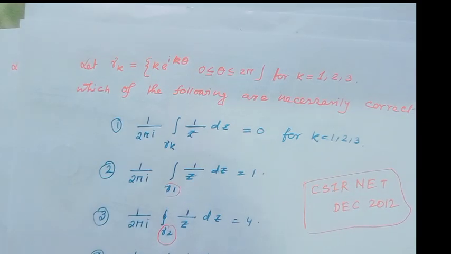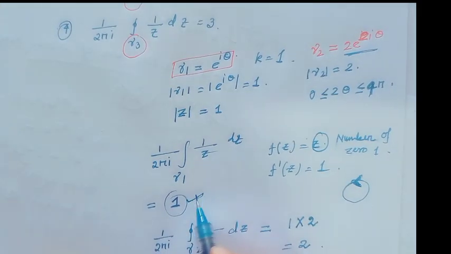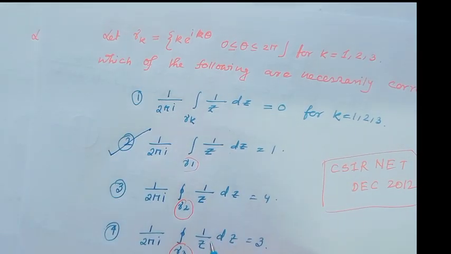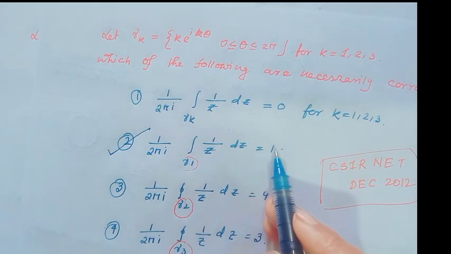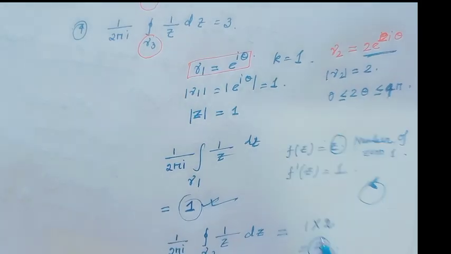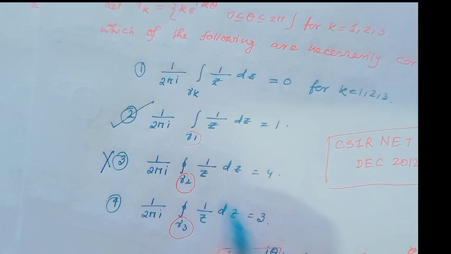So option 1, this value equal to 1, this is the right option. That means option 2 is 2, this option 2 is right. And option 3, this value is equal to 2, that means this is the wrong option.